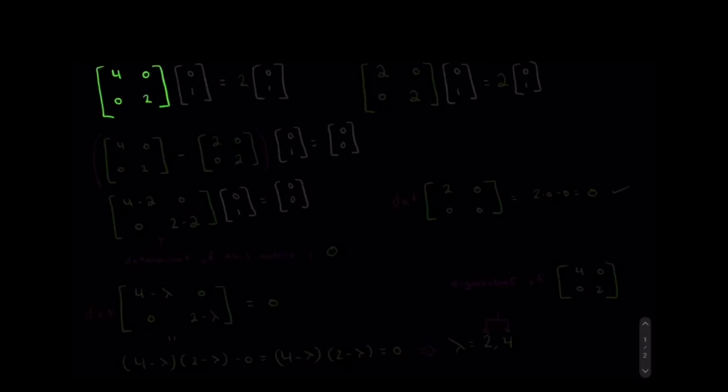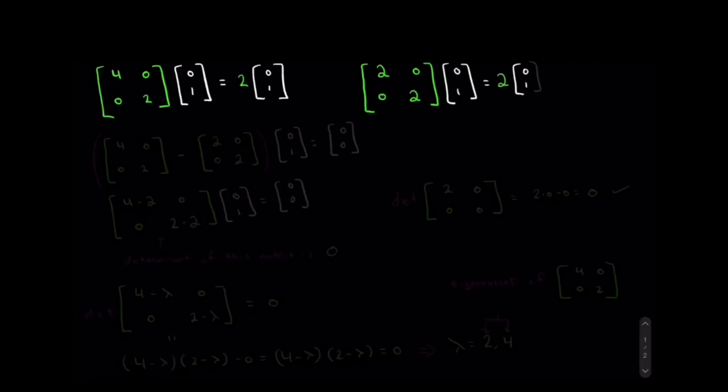So now we want to build some intuition on how to compute eigenvalues. So we're going to look at the matrix from earlier, 4, 0, 0, 2. We're going to act on it by 0, 1, which we know is an eigenvector, and we spit out 2 times 0, 1. Now, check it out. If we also had acted on it by the matrix 2, 0, 0, 2, we'd also get 2 times 0, 1.